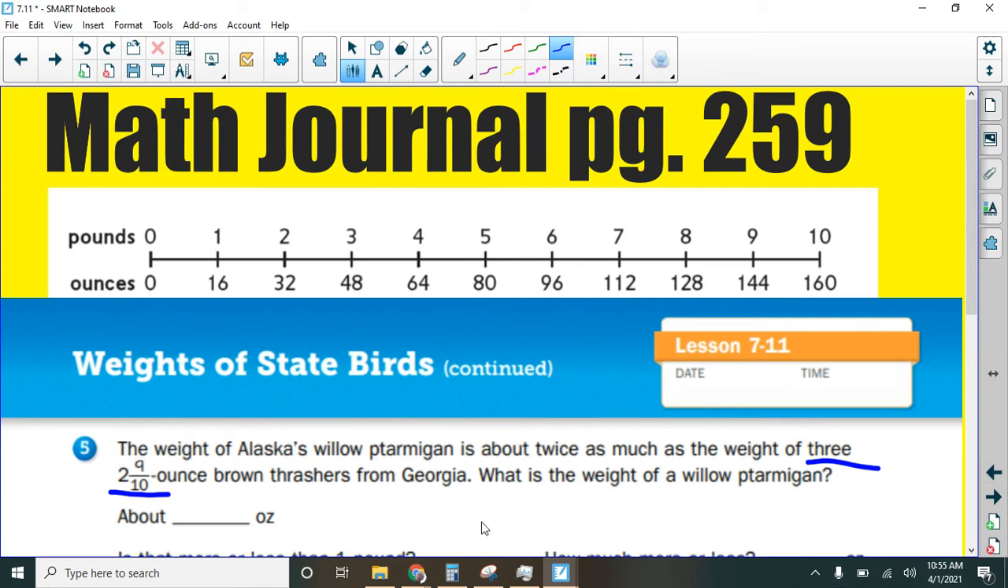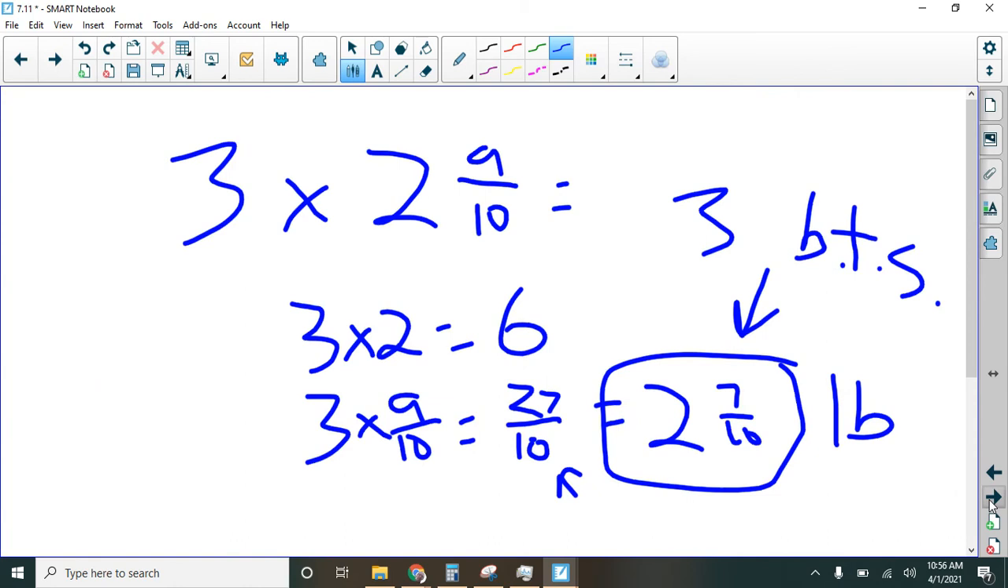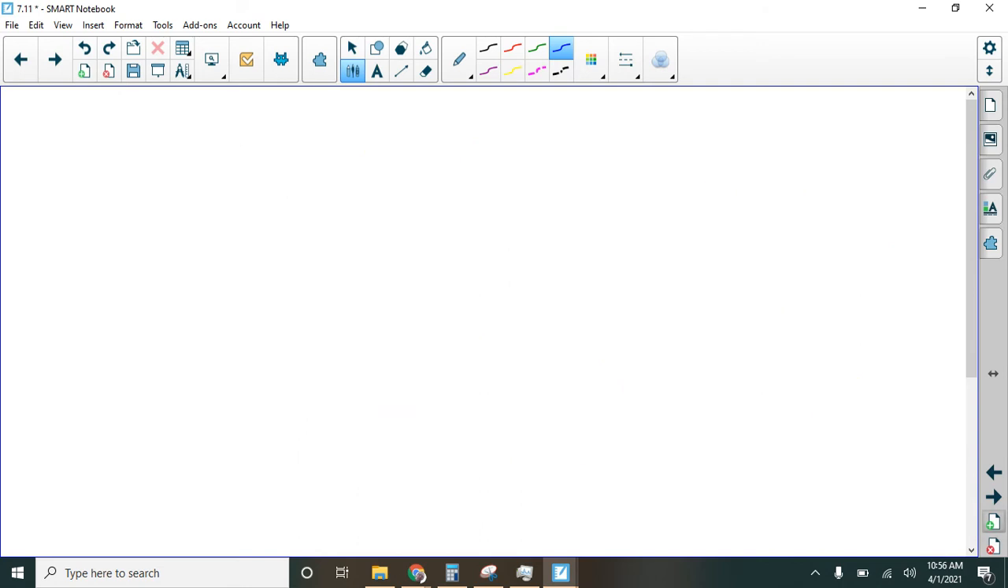But the willow ptarmigan is twice as much as them. So what is the problem that you think we should do if the willow ptarmigan is twice as much as these brown thrashers? We need to multiply that times 2. And you're going to get to do this one all by yourself. 2 times 2 and 7/10. How much would that be?